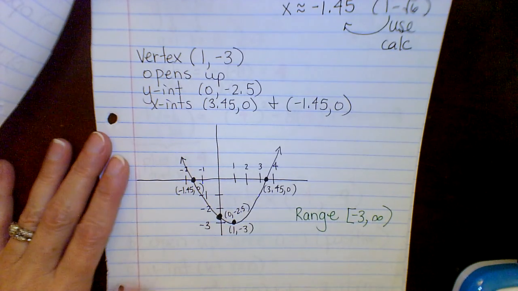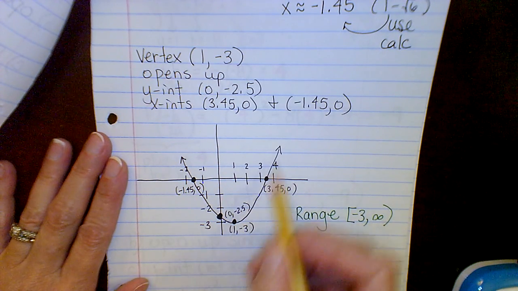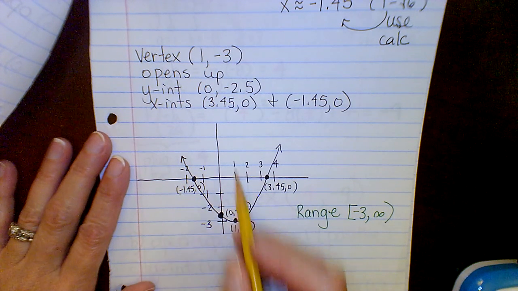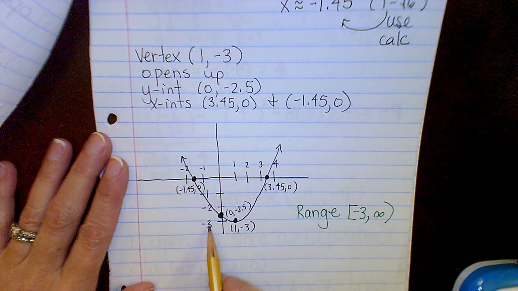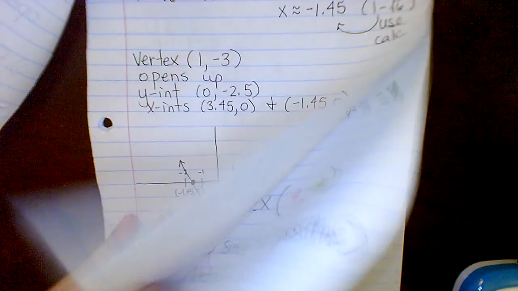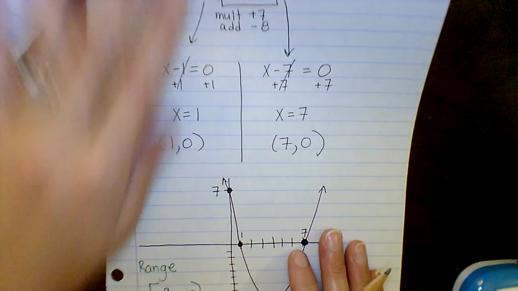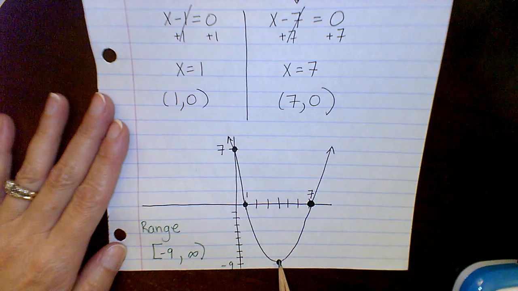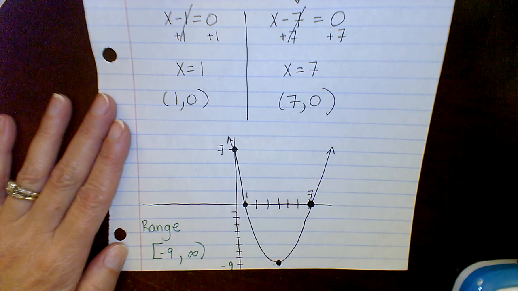For this one, it goes up forever, so that's the highest point. The lowest point, the y value there is -3. For this one, the lowest point here was -9, and then it went up forever. So the range was -9 to positive infinity.